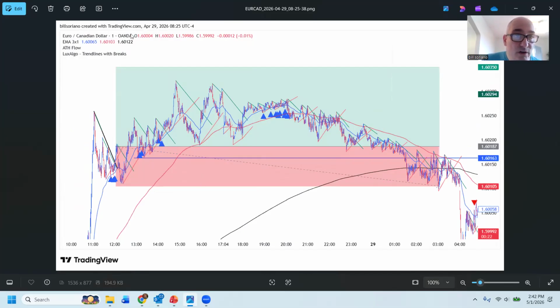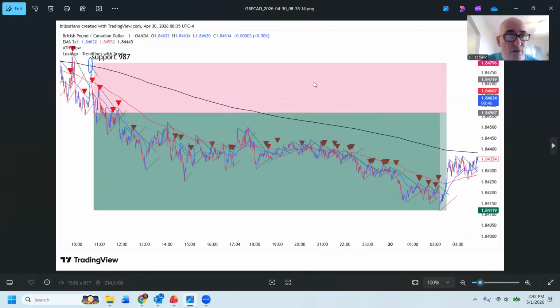This was in EURCAD. Again, here's our trend line here. We get in, price pulls back, almost goes through our invalidation zone. Makes a pretty good move up here, you could see. Almost got close to our target area, but then it just fell apart and we lost that trade. So that was four losses in a row.